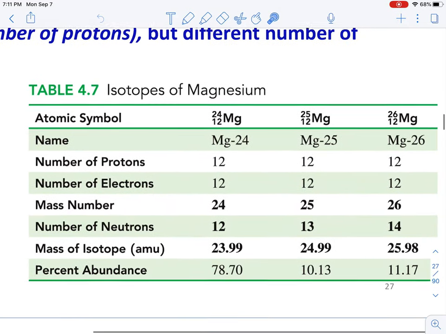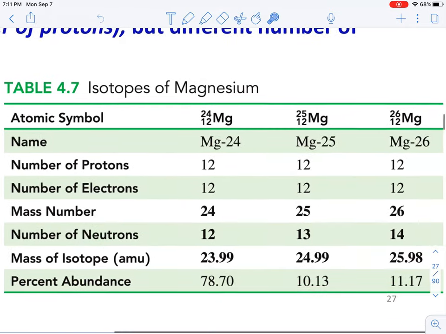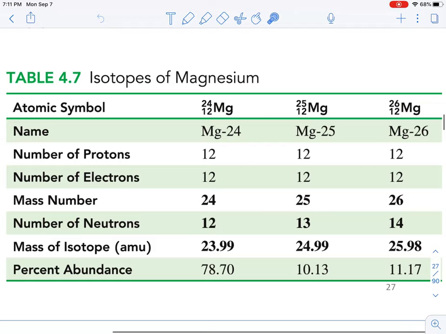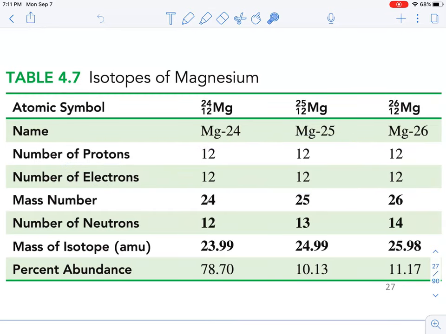We're going to take a look at isotopes of magnesium. It turns out that there are different variations of magnesium. Here we have magnesium-24, magnesium-25, magnesium-26, and we'll talk about these symbols in just a second. But basically, if you look at the number of protons and the number of electrons, for all of these magnesiums they have the exact same number. The only difference really is the number of neutrons. Notice how it's 12, 13, and 14.